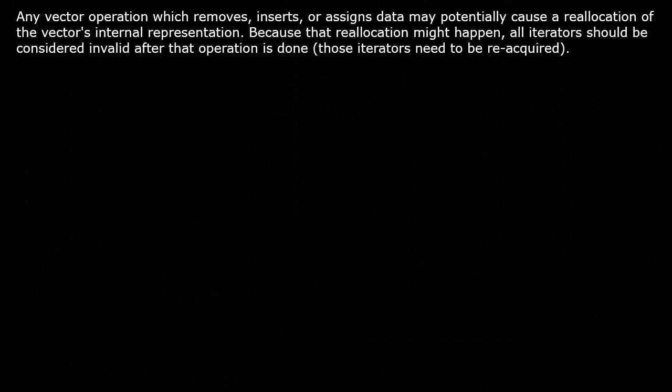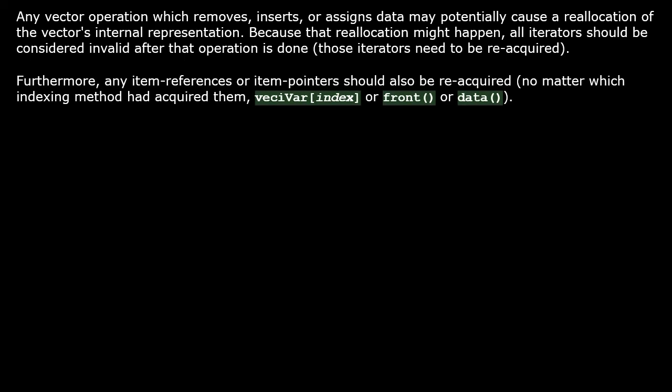Any vector operation which removes, inserts, or assigns data may potentially cause a reallocation of that vector's internal representation. Because that reallocation might happen, all iterators should be considered invalid after that operation is done. And so those iterators would need to get acquired once again. Furthermore, any item references or item pointers should also get reacquired.